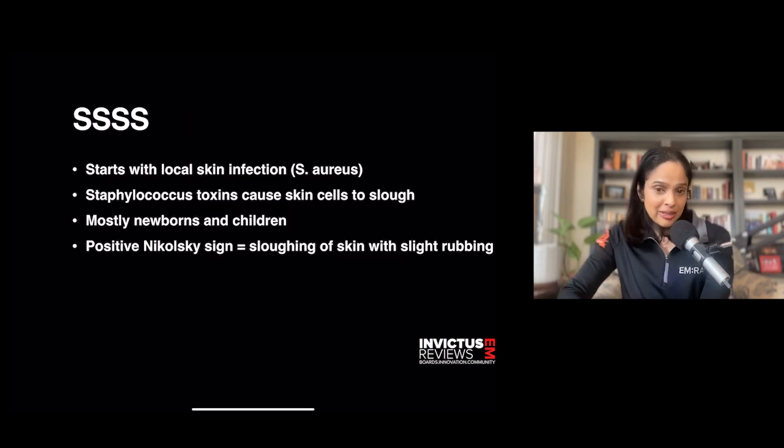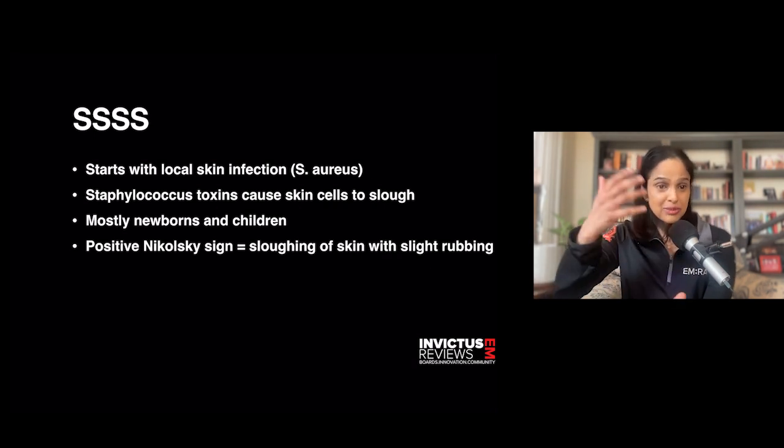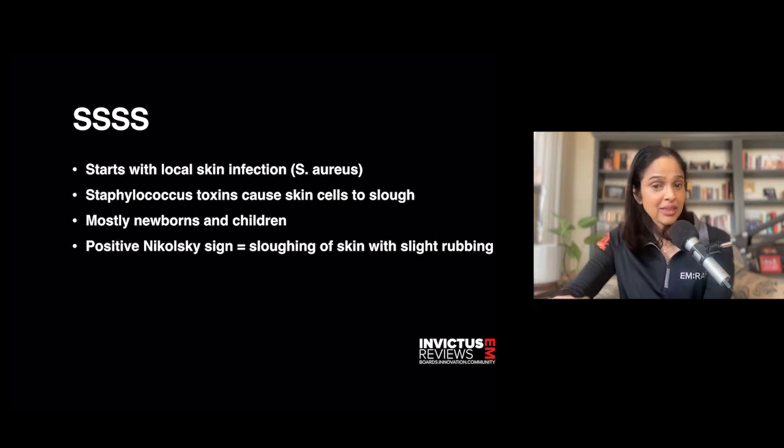So quadruple S, staph scalded skin syndrome, starts with a local infection with staph, and then the toxins from the staph cause the skin cells to slough. And this is usually going to be newborns and young children. We don't tend to see this in adults. You can see that same toxin causing something like a bullous impetigo, but you don't see the widespread whole body thing that you will see in the newborns and the little kids.